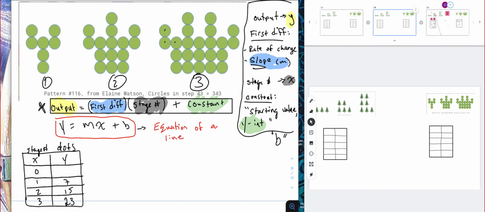Now, you could apply your first differences and figure out how this thing is actually changing. Well, it looks like it's increasing by 8. Okay? And so if I were to try and figure out what my starting value might be, then the opposite of adding 8 would be to subtract 8, right? So 7 minus 8 is going to be negative 1. There's your starting value, or your constant.